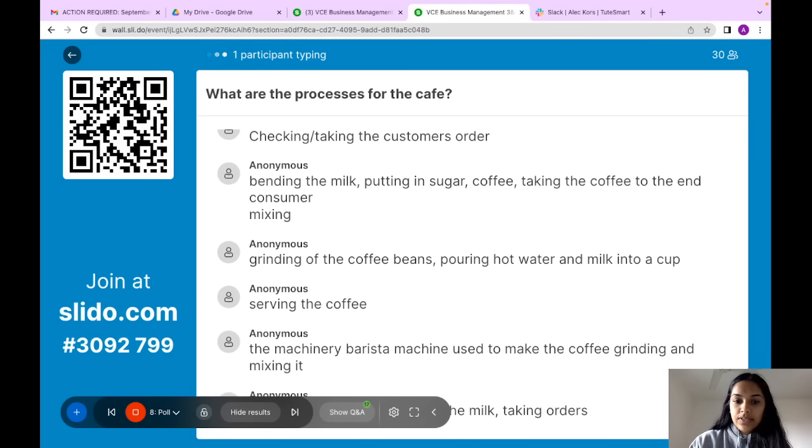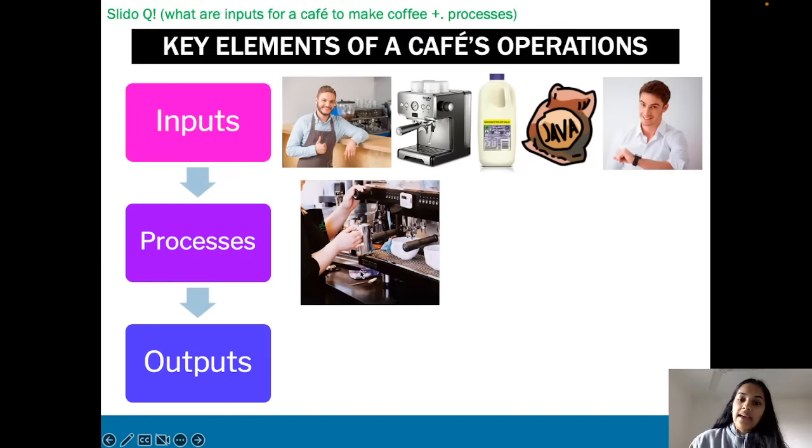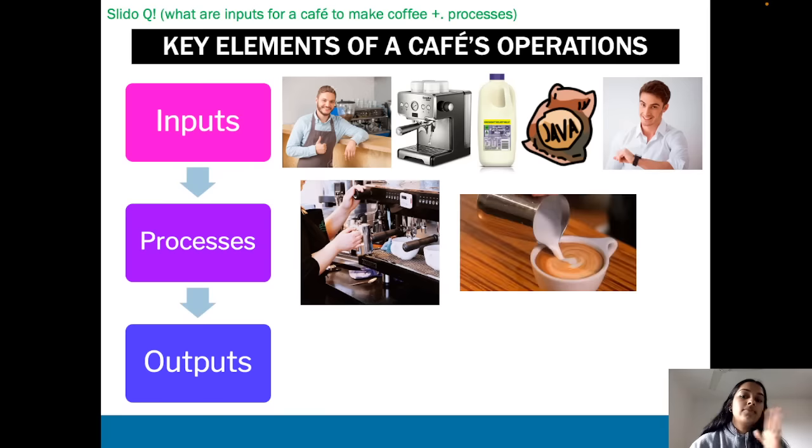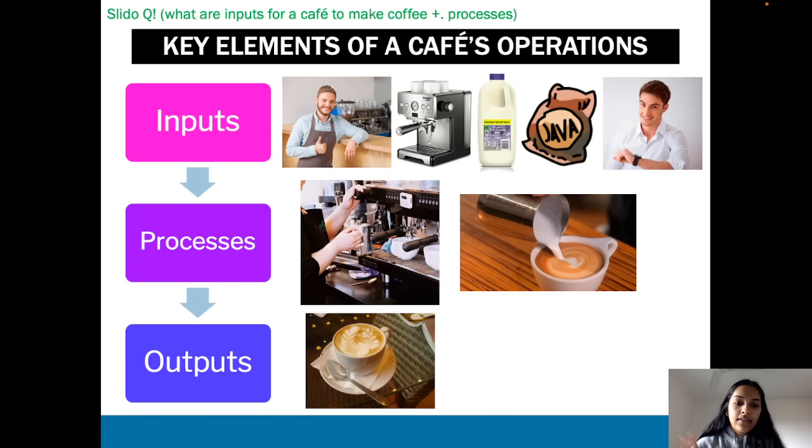Most of these are pretty good, so that's great to see, actually making the coffee. The processes are how the business actually uses inputs to create its final outputs. So it's really looking at making the coffee. That might be steaming the milk, grinding the beans, pouring the coffee into the cup, maybe the coffee art, whatever it might be. And then the output is that final coffee. It's really important with processes that you link how you're using your inputs to creating your final output. Being specific about how they're actually making the coffee would be the correct answer.